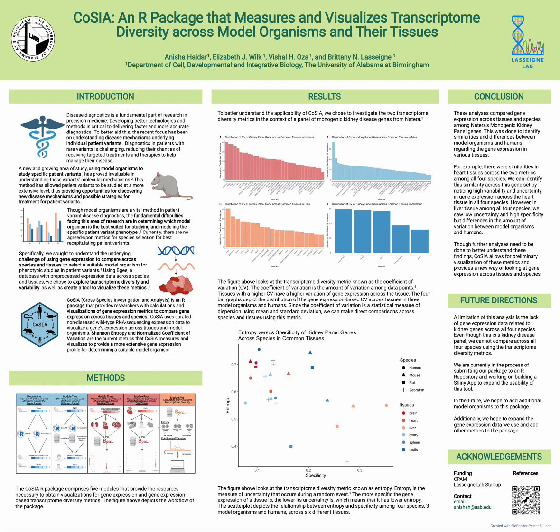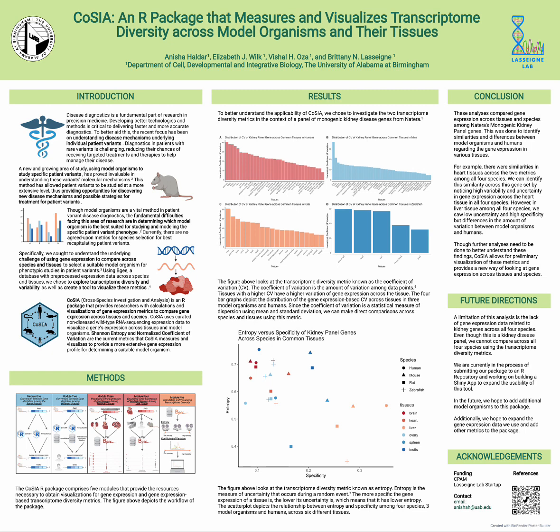The last module, which we will dive deeper into, calculates the 2 transcriptome diversity metrics, coefficient of variation and entropy, and provides visualizations for each so that users can explore these metrics for their specific gene set across tissues and model organisms. To best show how the calculations and visualizations for expression-based transcriptome diversity can be used, we conducted a small analysis using a monogenic kidney disease panel from Natera.